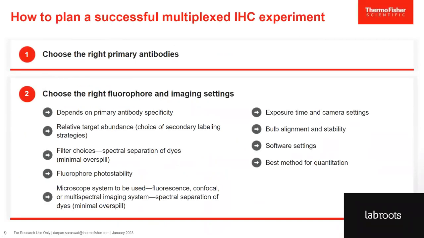With this background, let's discuss how to plan multiplex IHC experiments. First, you need to choose the right primary antibody. And second, you have to choose the right fluorophore and image settings. I will talk about these bullet points in detail in my later slides.